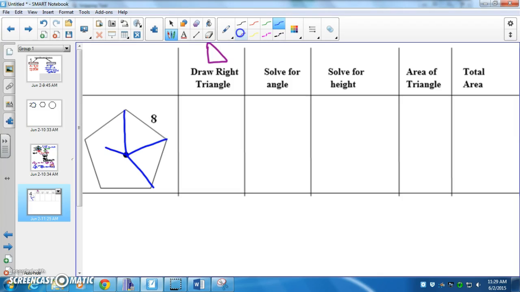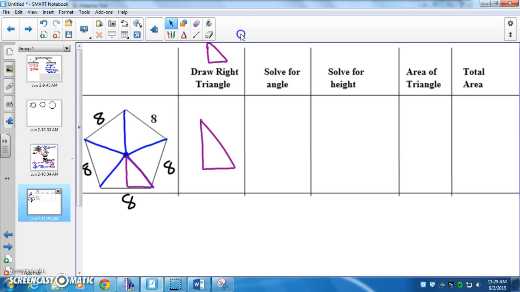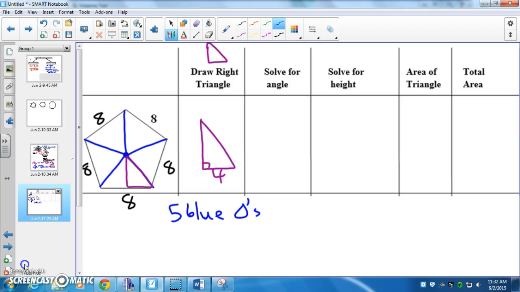So if I have one like this, what I could do is, again, draw in my blue triangles. Notice it's a pentagon. There are 5 sides to a pentagon, so there's 5 blue triangles. And then from that, I can take a blue triangle and cut it into my purple triangle right here. If you have an 8 all the way across on every side, you will notice that the bottom part there is 4 because it's half of it. Now, there are 5 blue triangles, which means there are 10 purple triangles.